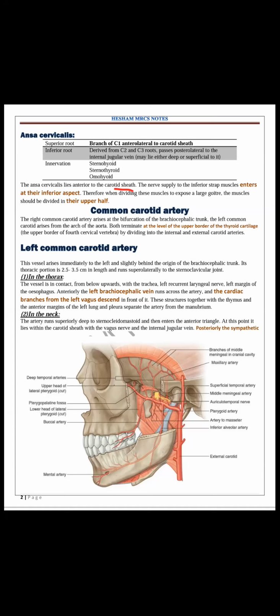regarding ansa cervicalis. We know ansa cervicalis is found within the anterior wall of the carotid sheath, while in the posterior wall it is the sympathetic chain. Ansa cervicalis is supplying the strap muscles, which are a content of the muscular triangle. What are the strap muscles?